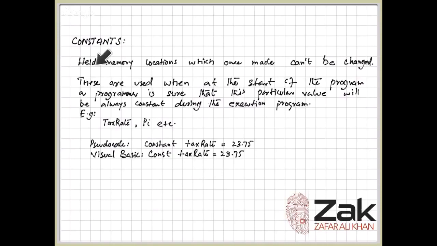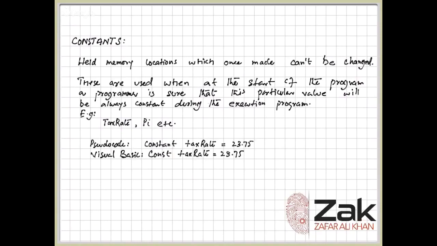So constants are those memory reservations, those memory areas which, once made and given a literal, cannot change their values during the execution of the program. So we do not declare them with the word declare or dim. We declare them with the word constant or const. So constants are not variables; they are anti-variables. Once they are made, they are solid. They are solidified, meaning you cannot change their values.